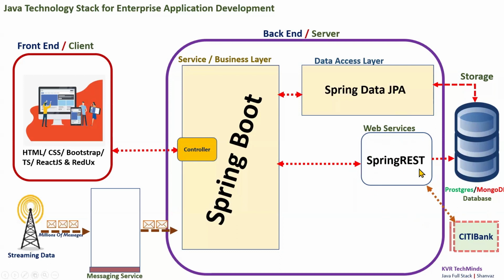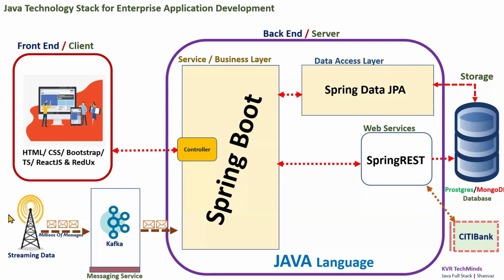Spring REST is a framework which is used for developing web services. Anyway, you will be using the Java language in all the places. So you have another framework called Kafka. Kafka is used for building messaging systems, and this is also a very powerful framework which many real-time applications are using. So these are the technologies, tools and frameworks you should be learning if you want to become a Java full stack developer.